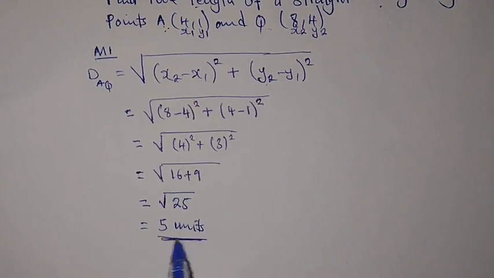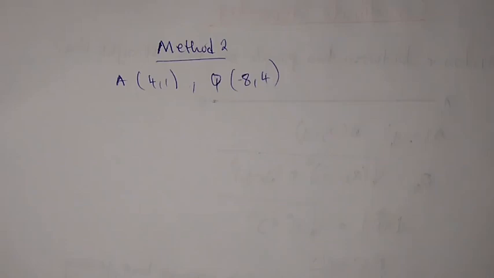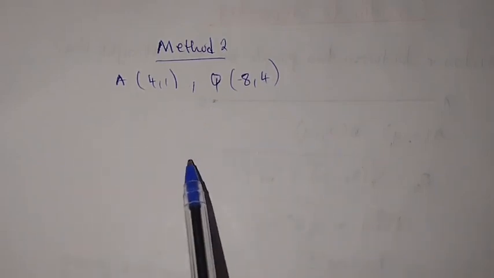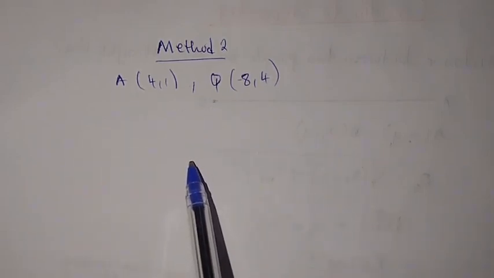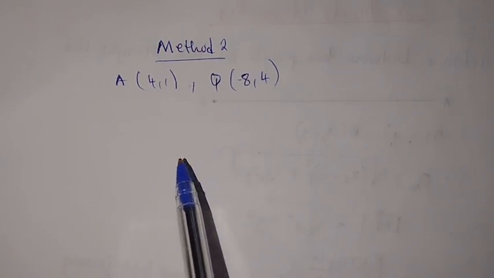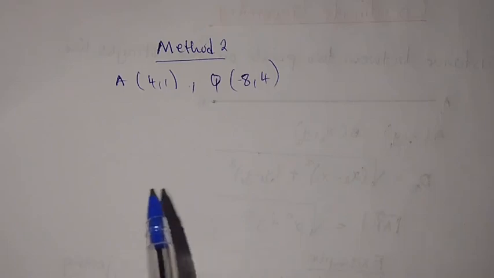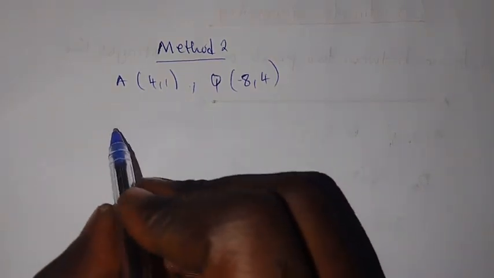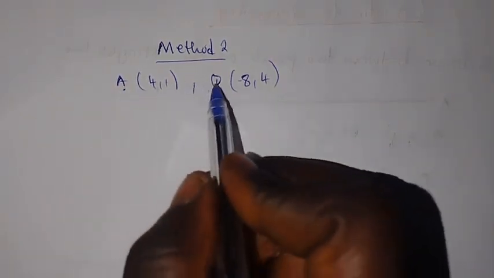So this is the distance between point A and what? Q. Alright, I believe we can now move on. So let us now use method 2, where we said the distance between two given points is also the magnitude of the two given points. So first thing, we can find the magnitude of AQ.